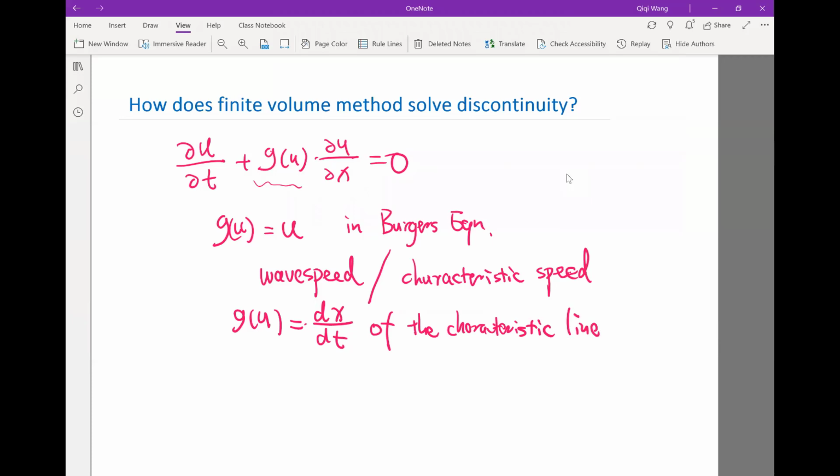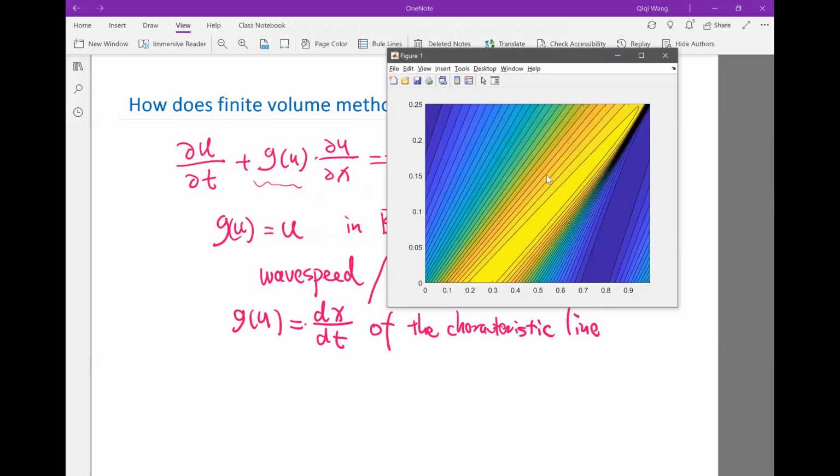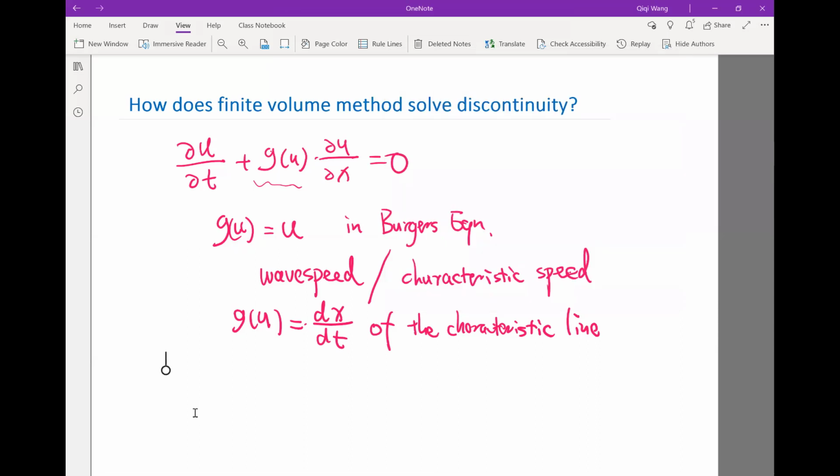Remember, the characteristic lines are the lines where the solution stays a constant, right? So dx/dt is basically saying that if I take the characteristic line and, instead of treating x as the x-axis and t as the y-axis, I flip the two axes and treat t as the horizontal axis and x as the vertical axis, then the slope would be the function g, the characteristic speed. All right, so this is basically the differential form of the equation.